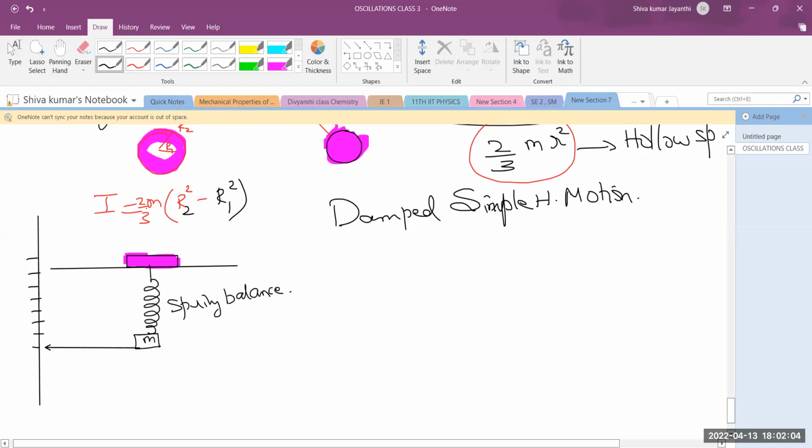So with the spring balance, you are essentially taking a spring balance, connecting a pointer, and connecting it to a scale. This is the scale. You pull the spring balance a little bit. When you pull it, what happens? The spring balance will oscillate up, down, up, down. This is an everyday observation.